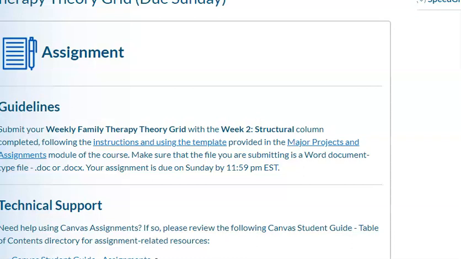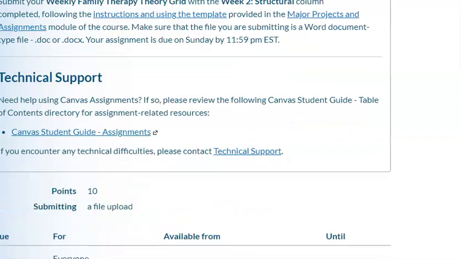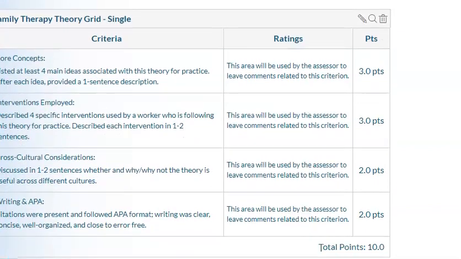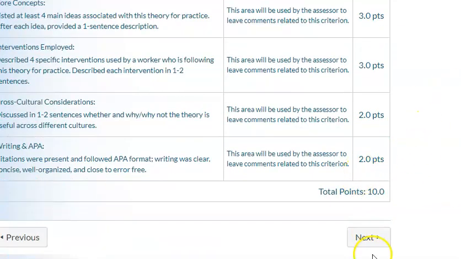You completed in week 1 the first section of the family therapy theory grid. So now in week 2, you're going to fill out the structural column, and you're going to follow the instructions of the template. That is due by Thursday. So you will upload it, and here you see the rubric for completing that grid.